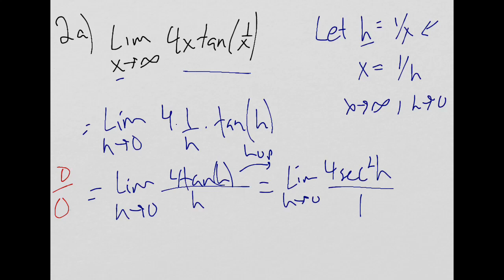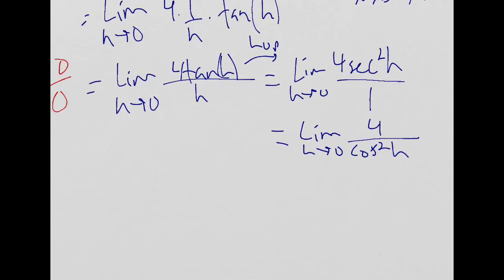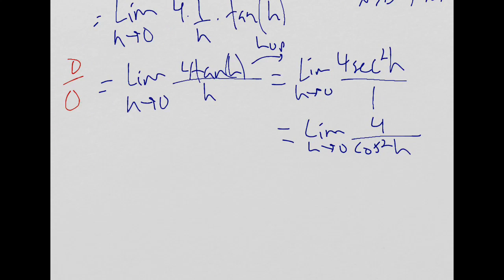So this is now something for which I can plug h equal to 0 in, right? So I've used L'Hopital's rule, and now it's evaluatable. So as h goes to 0, let's rewrite this. This is equal to the limit as h approaches 0 of 4 over cosine squared h, and I'm just using the relationship between secant and cosine. So now the question is, what's cosine of 0?